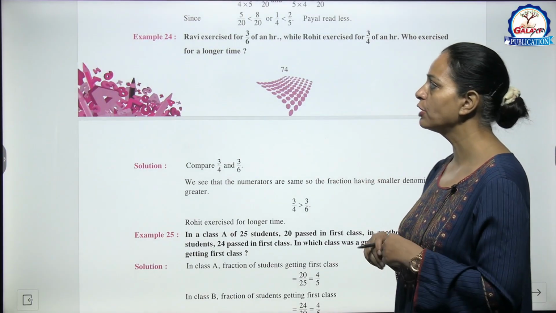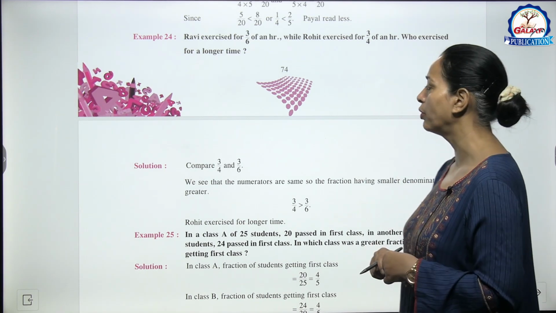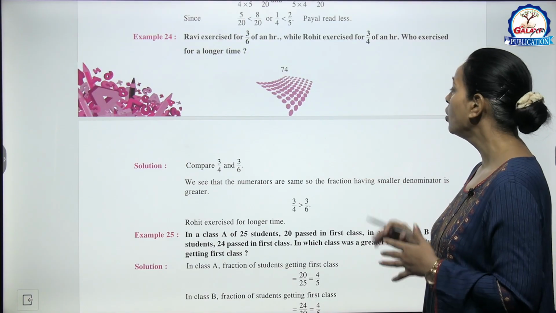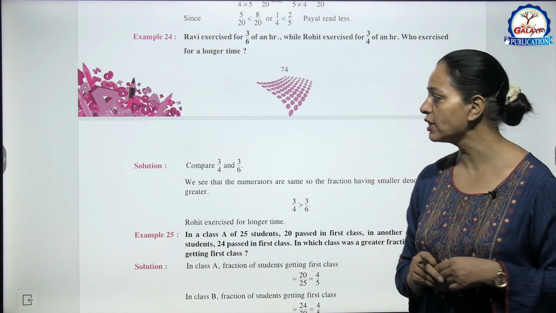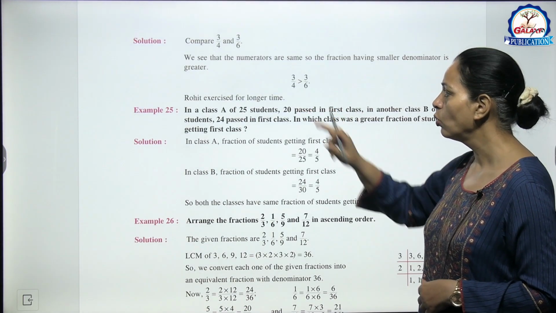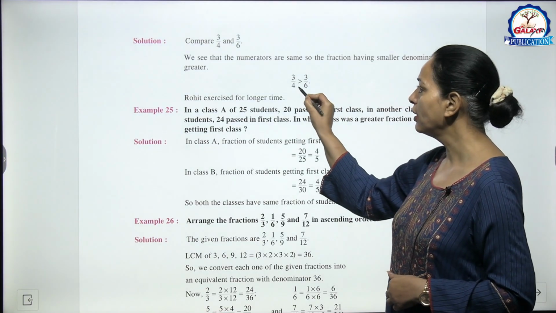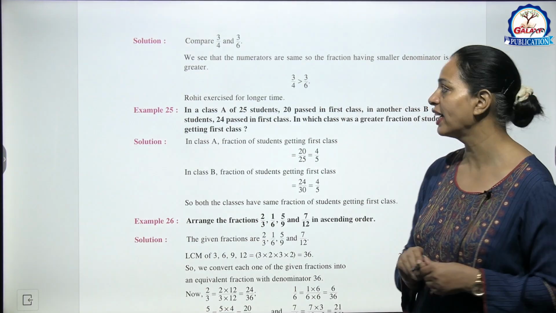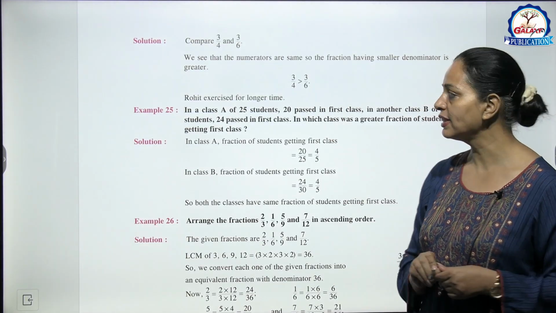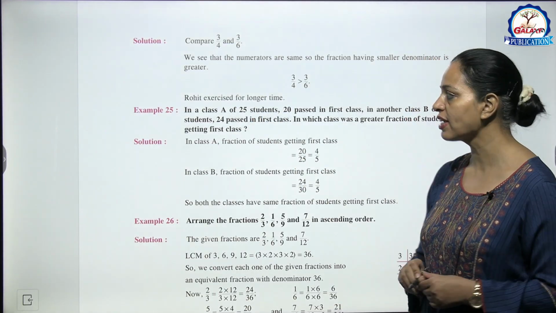Okay. Now see example 24. Ravi exercised for 3 by 6 of an hour, while Rohit exercised for 3 by 4 of an hour. Who exercised for a longer time? So compare 3 by 4 and 3 by 6. We can see the numerators are the same. So denominator 4 is less than 6. That's why 3 by 4 is greater than 3 by 6. It means Rohit exercised for a longer time.